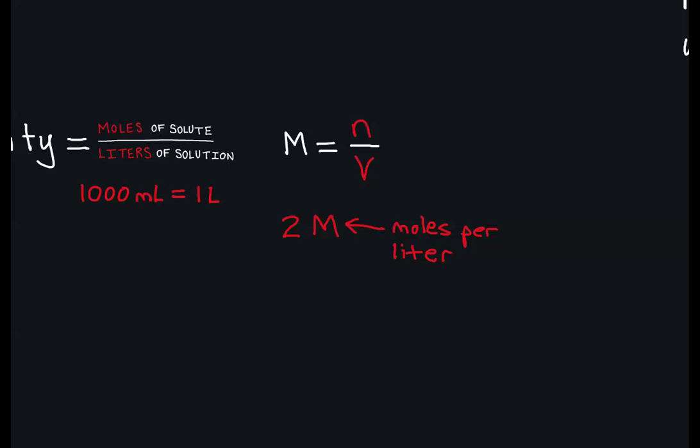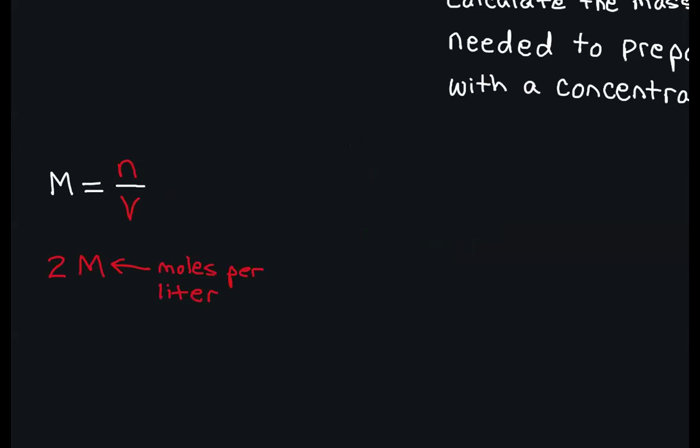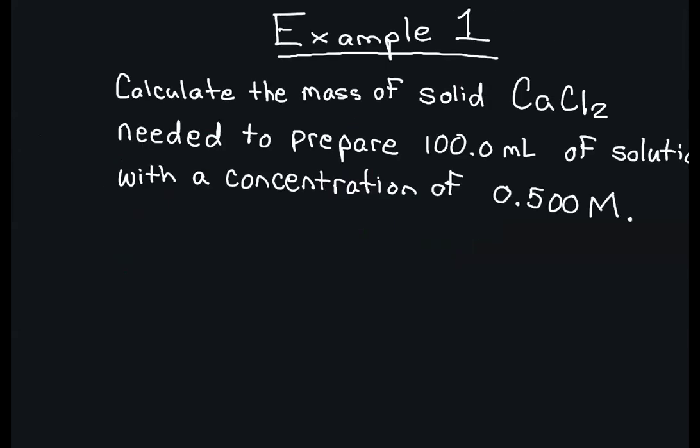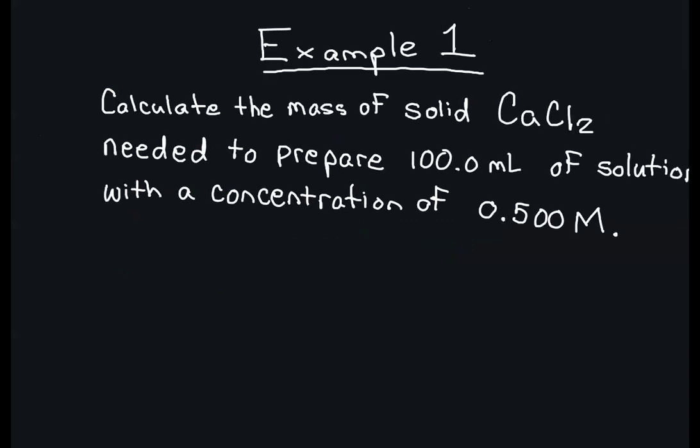Now, in terms of calculations, the first type of calculation you're going to have to do is to prepare a solution that has a particular concentration and a particular volume, and you're going to be starting with the solute as a solid. So what we need to know is the mass of the solid needed to prepare 100 milliliters, that's the volume, of a solution with a concentration of 0.5 M, 0.5 moles per liter.